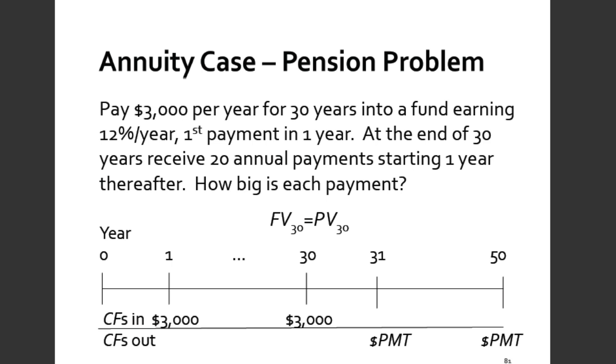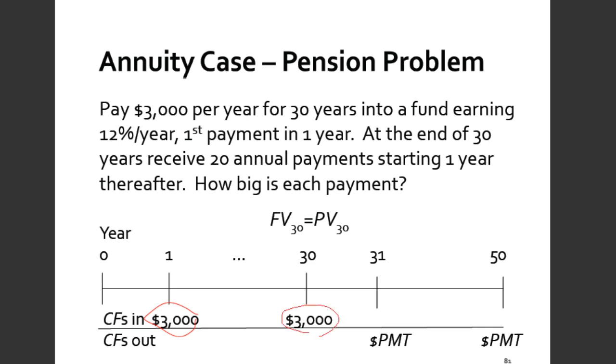Okay, so the pension problem. You're going to pay $3,000 per year for 30 years into a fund earning 12% per year. The first payment is in 1 year. So you see that this is represented by the timeline at the bottom. So it starts here, one period from today, you get the 3,000, and then every year until the 30th year.